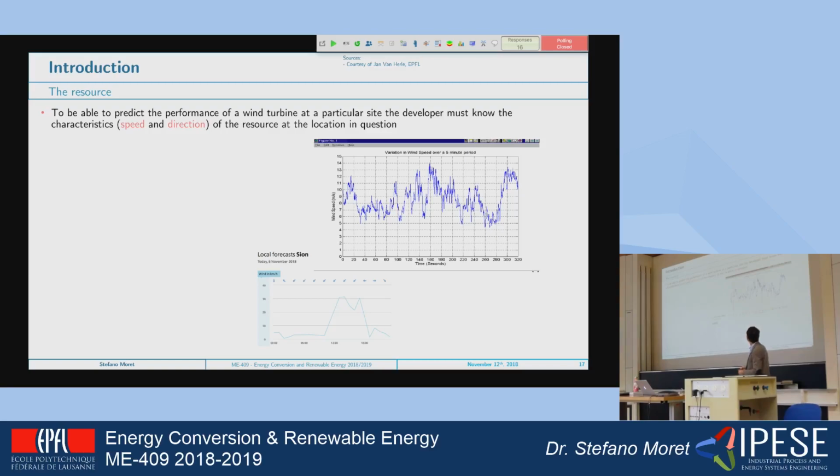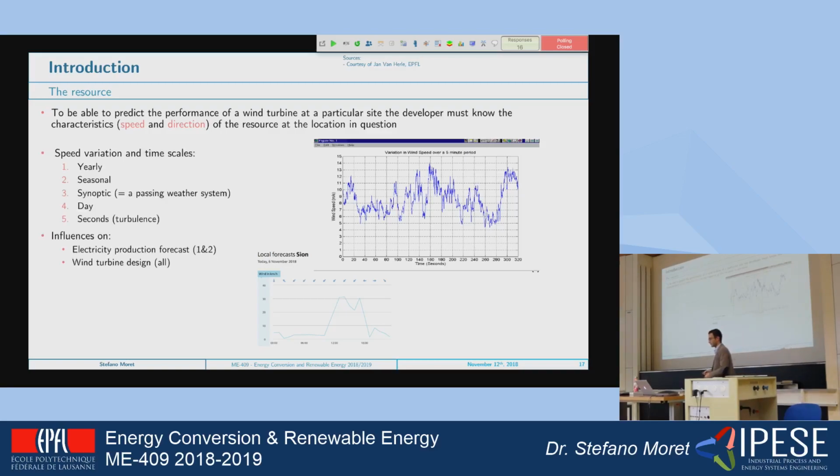In this case, what we have is that wind, as you know, varies from time to time, from location to location, and also from hour to hour. And what we want to know is the speed of the wind and the direction. So you have variation at yearly level and at seasonal level. These two variations influence the total electricity production that you have. And then you have also variation at smaller time scale, which are more important for the actual design of the turbines.